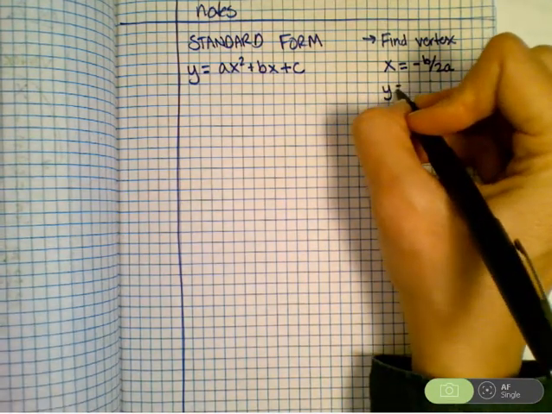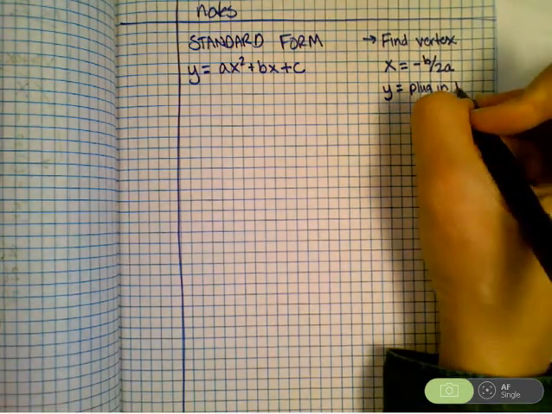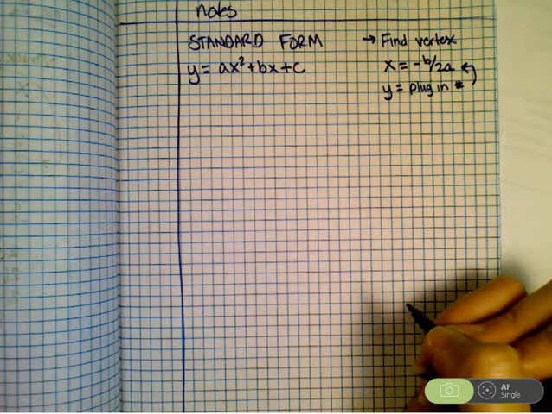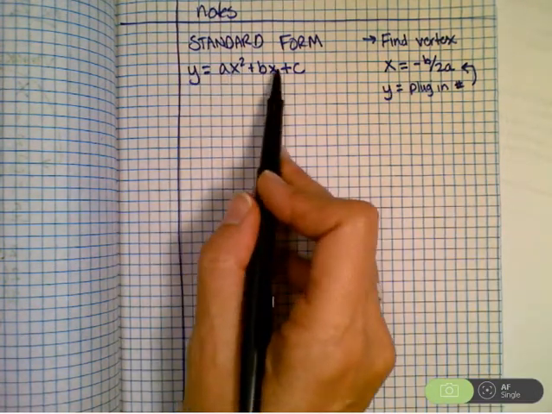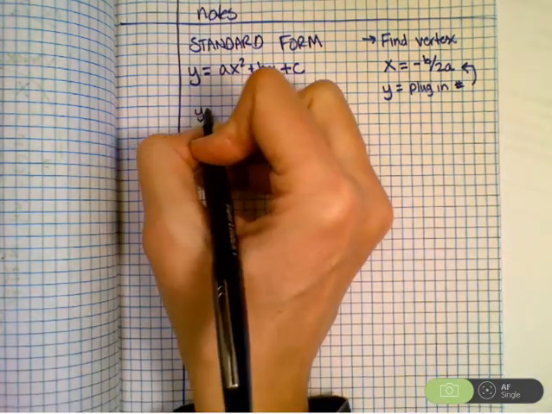And then to find the y, you plug in the number that you get for the x. So you're really just building the table again, but you use the function and you plug in the x. And let me show you how that works in a couple examples. I think when you see it in examples, you'll be like, oh yeah, no problem.